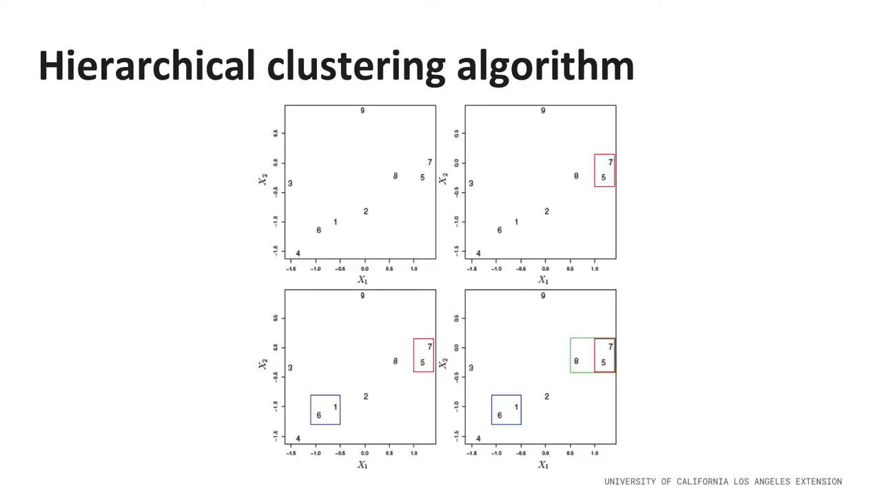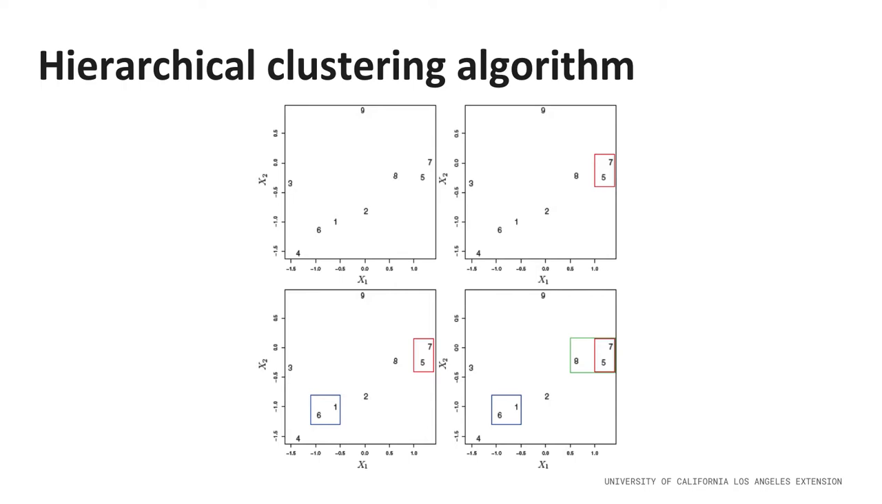So you start with the data set at the top left, and then you start comparing each observation to each other. You see that there's a couple that are pretty close to each other, 6 and 1 and 5 and 7, and it looks like 5 and 7 are a little closer, so they become a cluster, and you draw a red box around that. Then you go back to 6 and 1, and you draw a blue box around that.